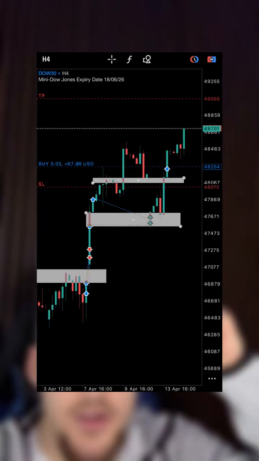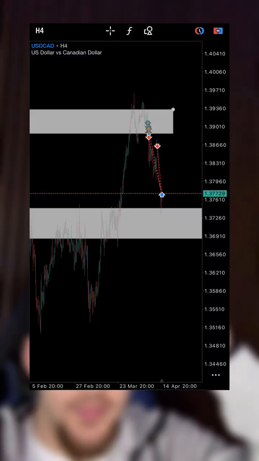And later that day, US 30, the Dow Jones, was basically shaking hands with the target profit, you can see. So what I was aiming for on USD CAD, you can see right here, there's all my positions that were at the top. The target profit was right there at the next daily zone where I thought price would bounce.